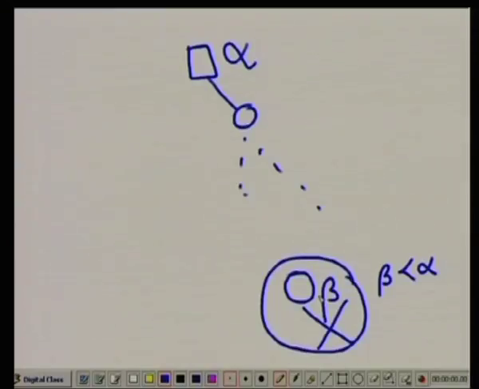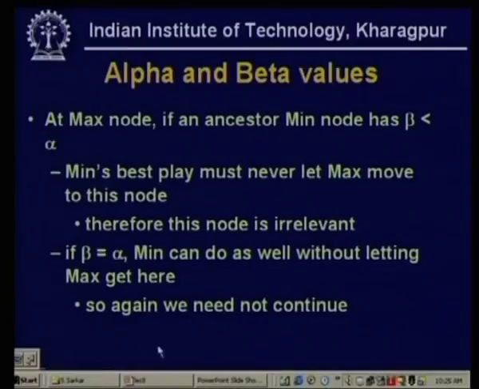So, if a min node has a beta value which is smaller than the alpha value of one of its max node ancestors, then search can be cut off at this node, because a path through this node would be irrelevant for max, because he has already found a path with a guarantee of at least alpha.